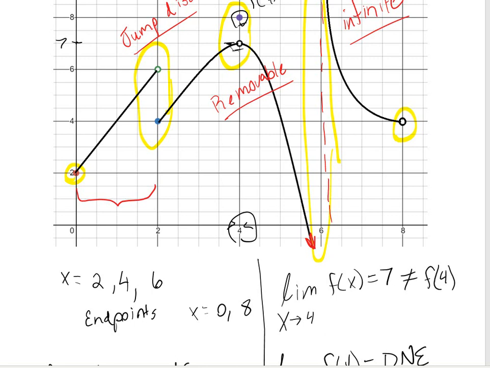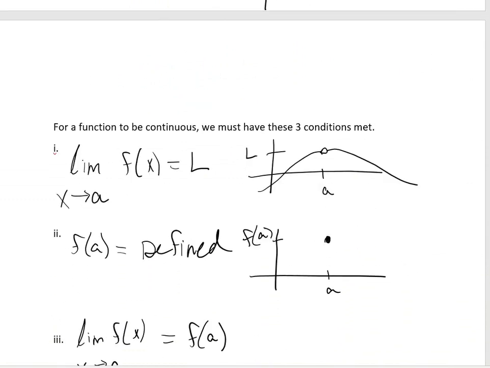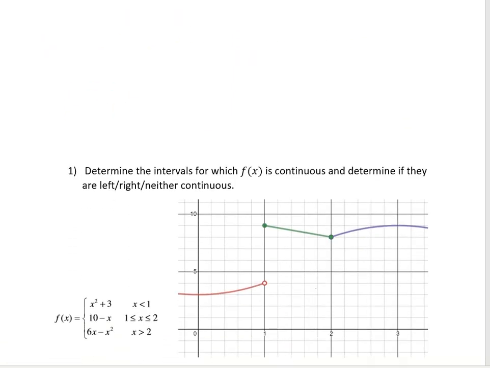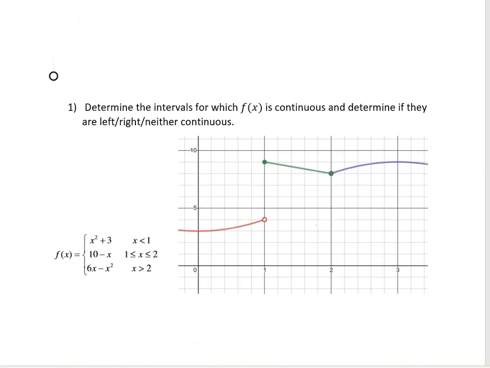Well, we don't have a filled in spot on this little piece as we approach from the left-hand side, but we do here, so this would be right continuous. As well, this piece here would also be right continuous. And then these other pieces that we have would be neither. We'll look at some examples of that a little bit later. All right, now that we have a couple of definitions under our belt, let's go ahead and try some examples.